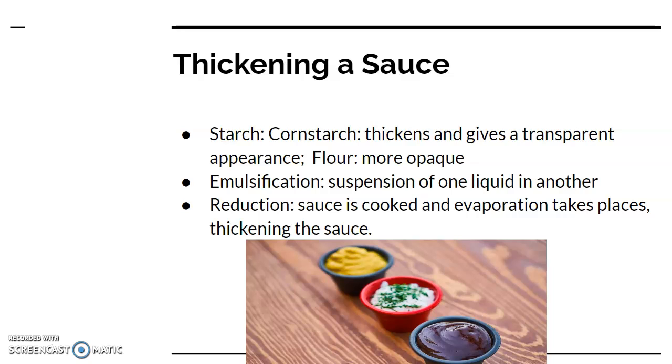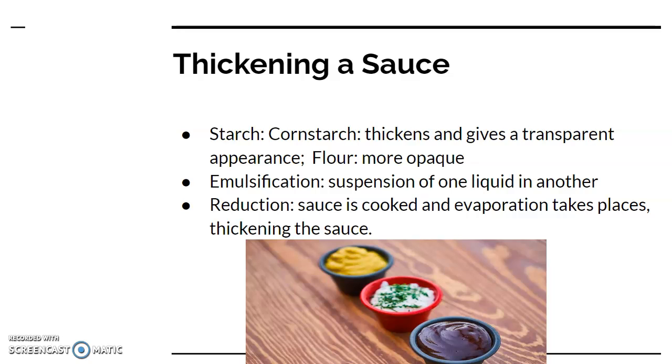With starch, they're very easy to use. You can use cornstarch as a starch. Flour also counts as a starch. But with cornstarch, you're going to have a different effect than with flour. With cornstarch, it's going to thicken your sauce and give it a more transparent appearance. So for instance, you would use this to thicken fruit sauces. With flour, you would have a more opaque look to it, so it's slightly thicker.